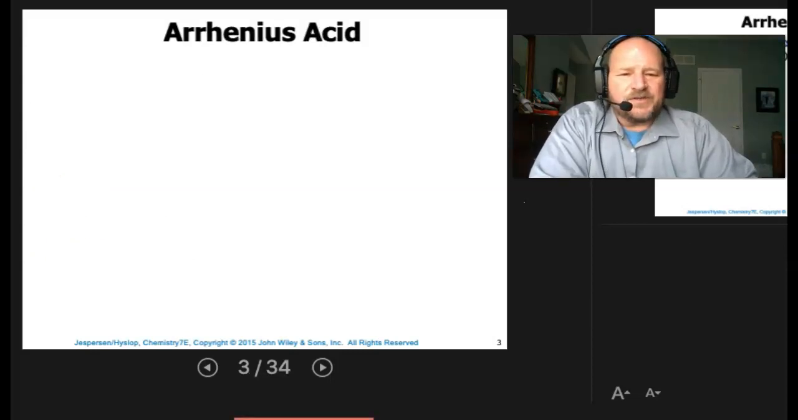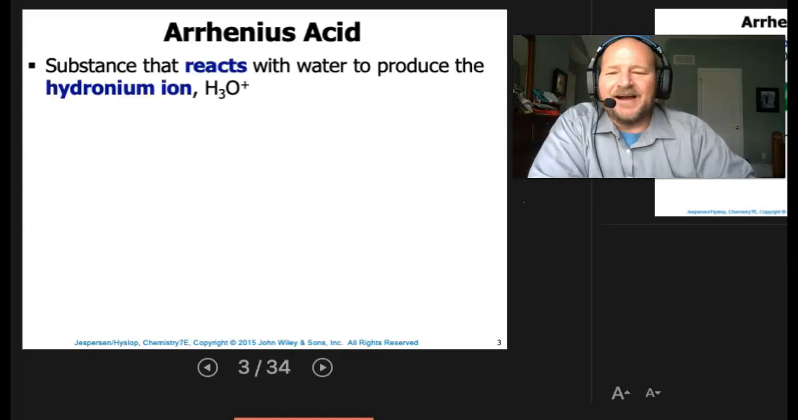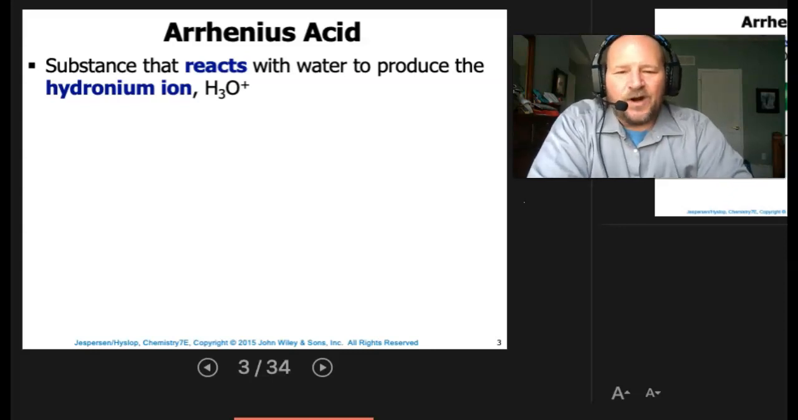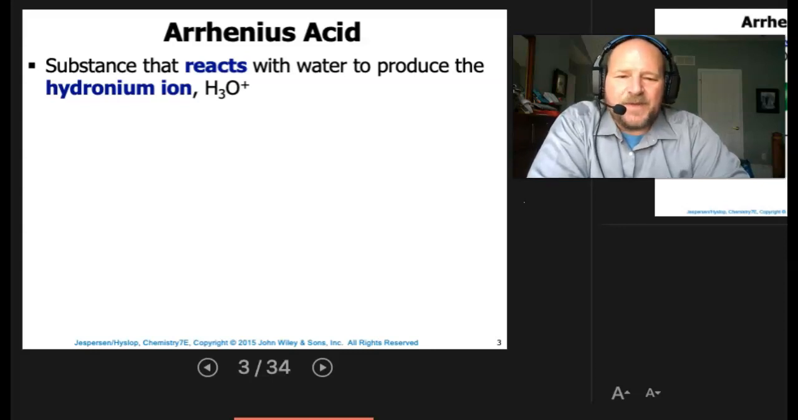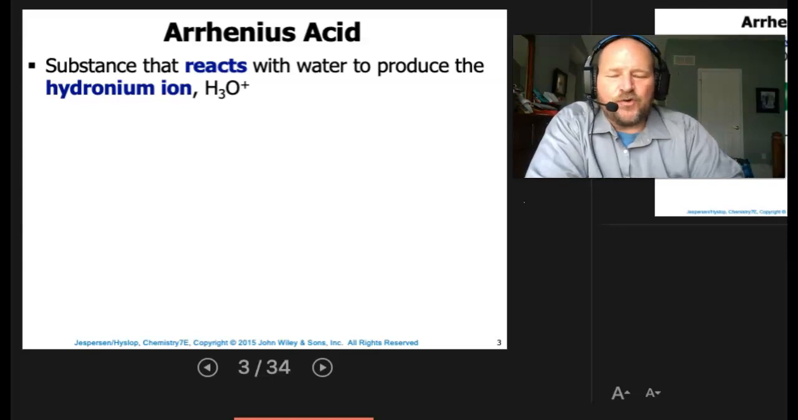We're going to be focusing on what's called an Arrhenius acid. There are a couple of different definitions for acids. There's the Arrhenius acid, where the substance is going to react with water to produce what we call the hydronium ion. And you've heard that phrase a little earlier. That's where we make H3O+. So H3O+ is referred to as the hydronium.